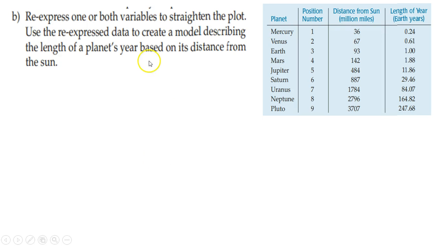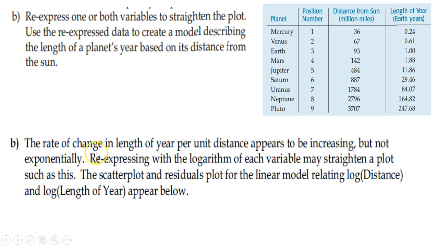It's a little curved. It says re-express one or both variables to straighten the plot. Use the re-expressed data to create a model describing it. Well, the rate of change in length of years per unit distance appears to be increasing, but not exponentially, right? Like it's increasing, it's not increasing like a huge curve. So it says re-expressing with a logarithm of each variable may straighten a plot such as this. So the point is, if you're noticing that the points tend to bend a little bit, they always get higher as they get older, but if it looks like there could be a small bend exponentially, log is good to help out with that.